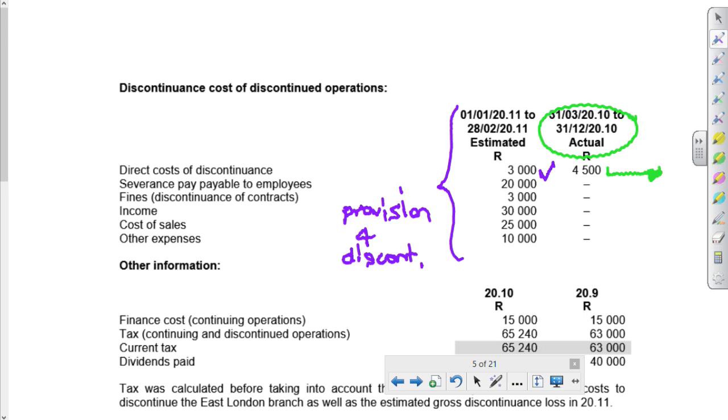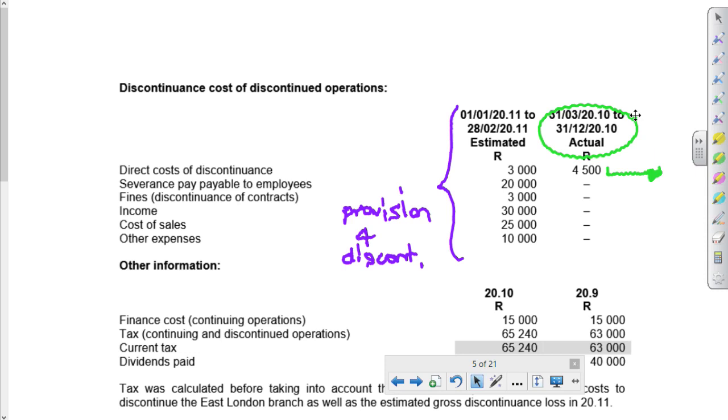Severance pay that's payable to employees is a provision, isn't it? I've made the decision already. I've identified which employees. It's all the employees in the East London branch that will be retrenched. So I have an obligation. I create a provision for severance. Fines for discontinuing contracts is also an obligation.